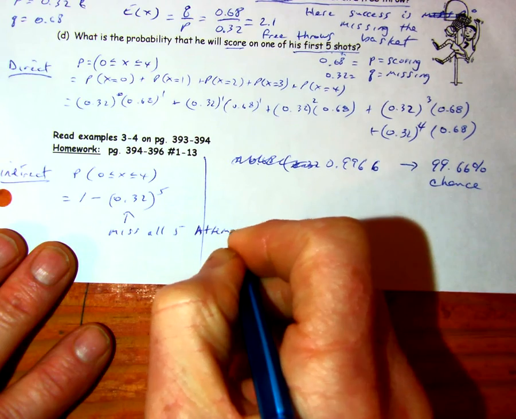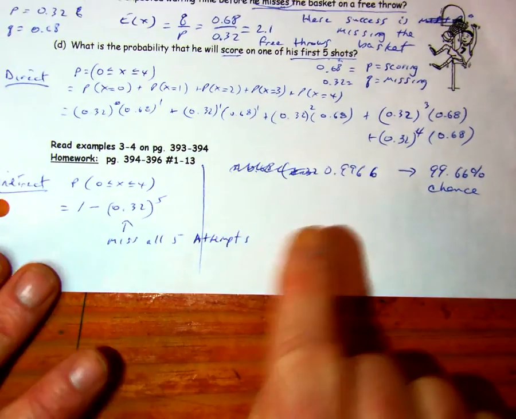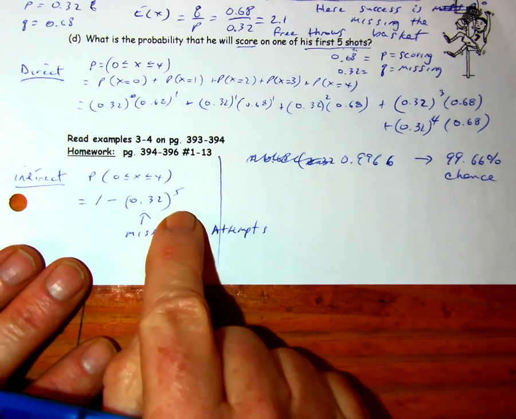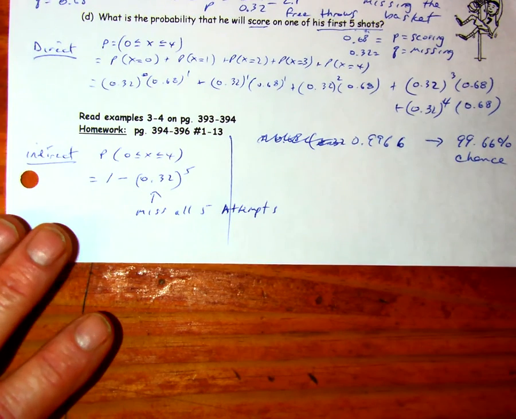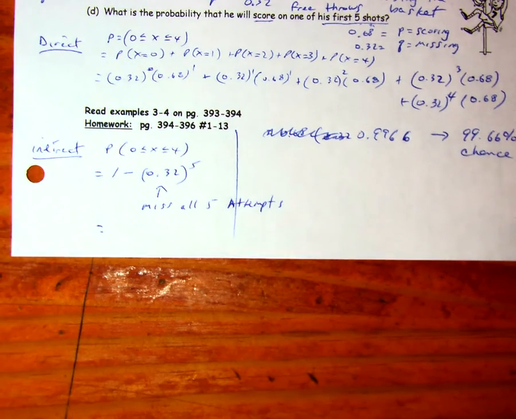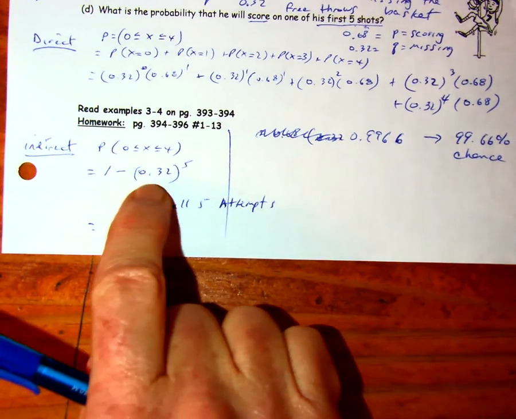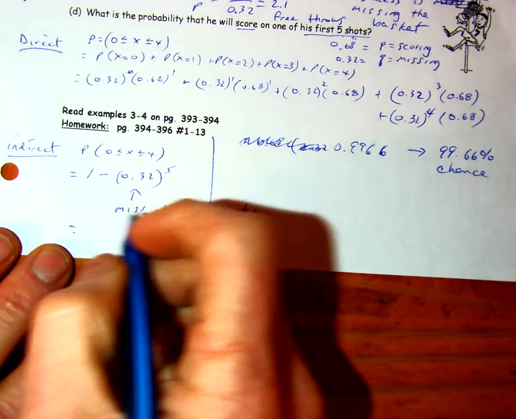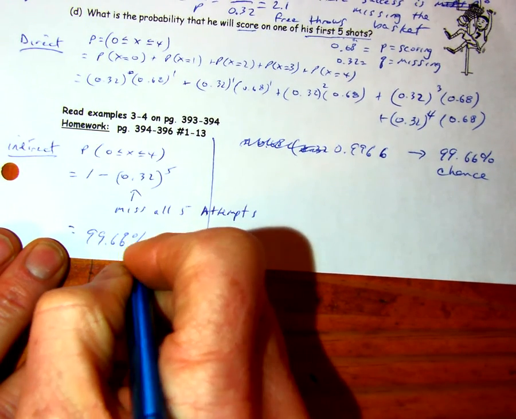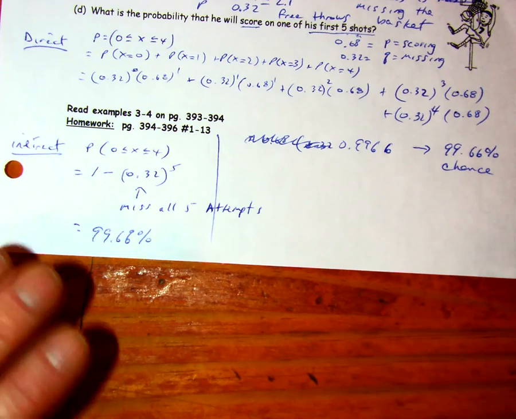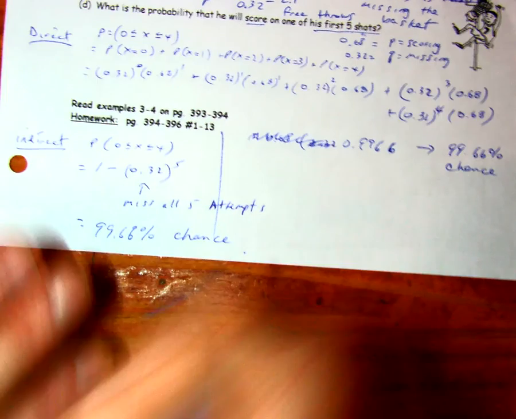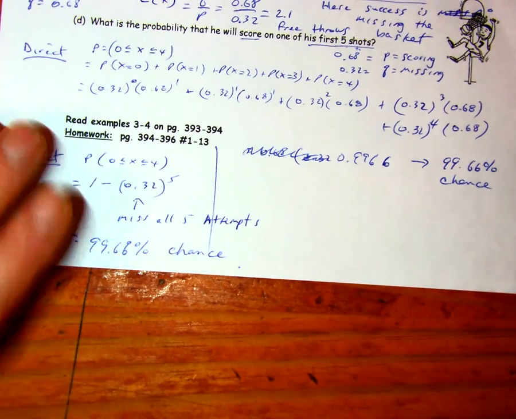But sir, you said he can't miss all 5 shots. I know, that's why it wasn't included here. We're taking 1 and subtracting missing all 5 shots. Oh, it's like the null case. You always subtract from 1. Yeah. So if you do 1 take away 0.32 to the 5th, you get the same answer. Isn't that amazing? That's so much easier. Anyway, sometimes you can do it indirectly.